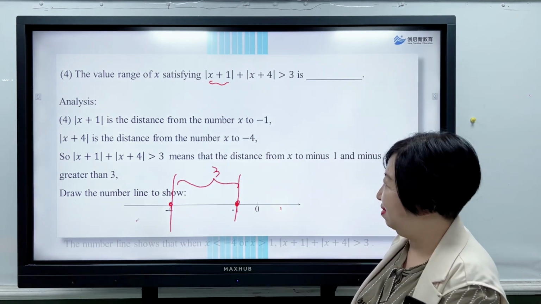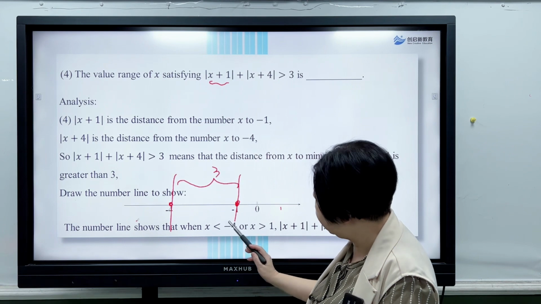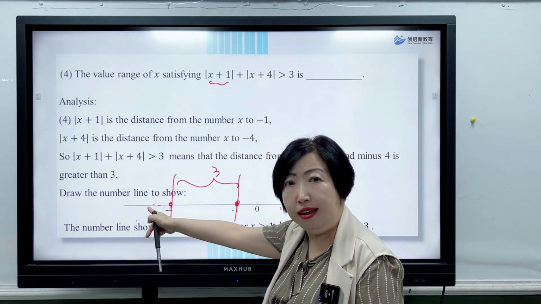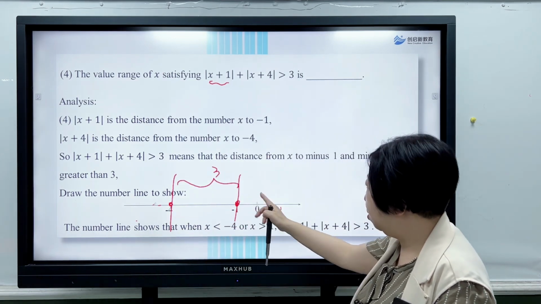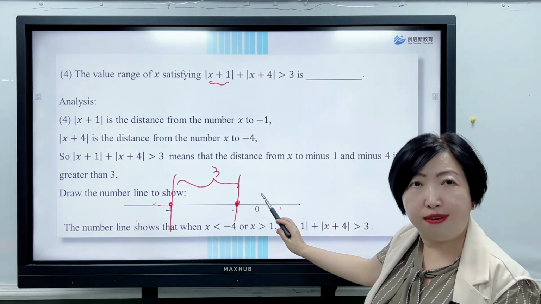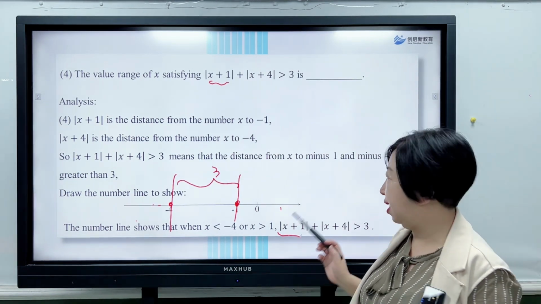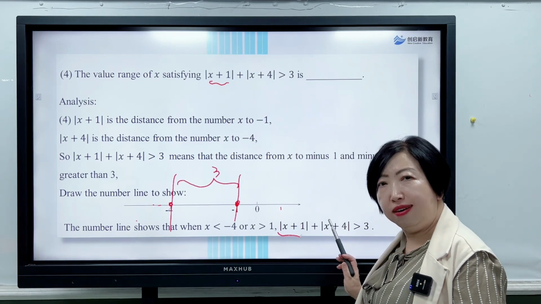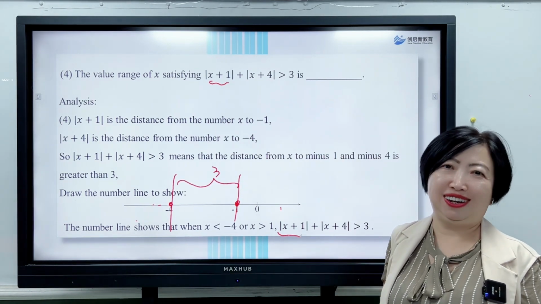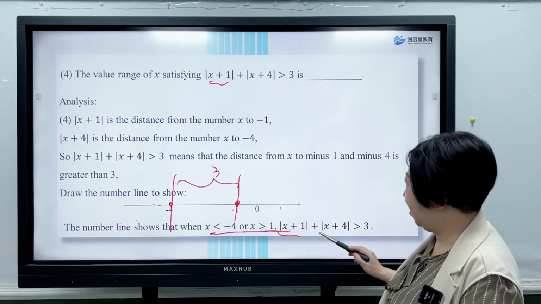So the number line shows that when x is less than negative 4 or greater than negative 1, |x + 1| + |x + 4| is greater than 3. So the value range is here.